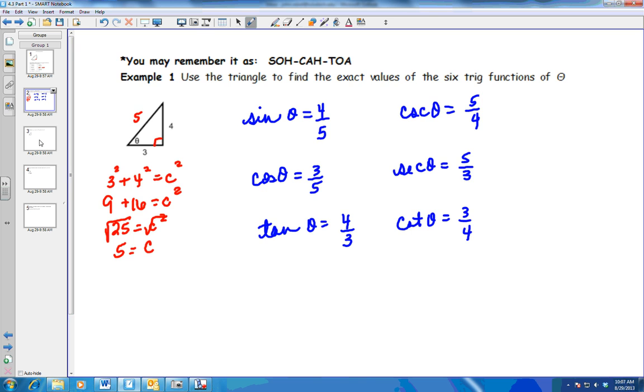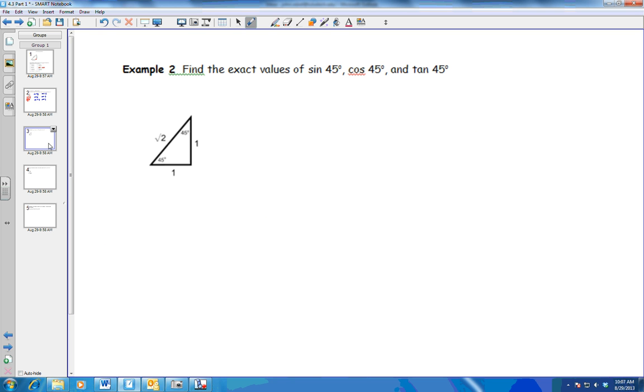Let's look at example 2. Find the exact values of sine of 45, cosine of 45, and tangent of 45. They've already given me my 45-45 triangle, so it doesn't matter which 45-degree angle I use. I'm going to use this one right here.